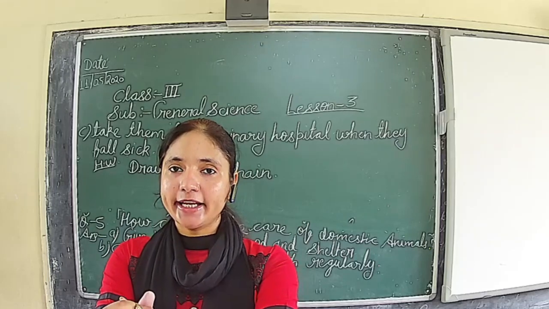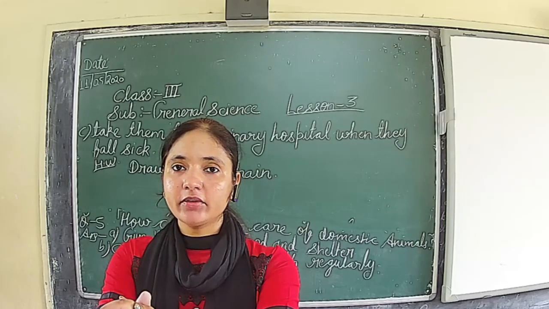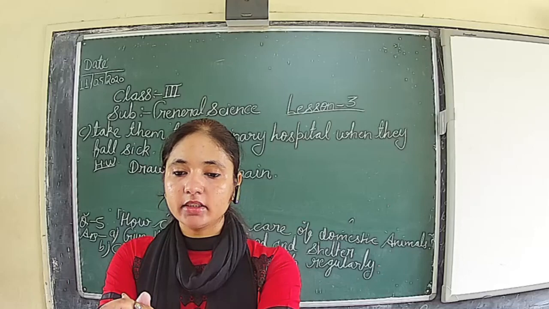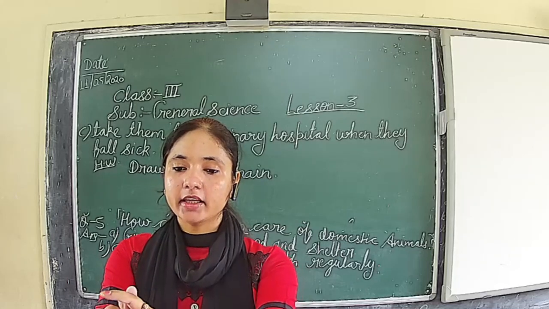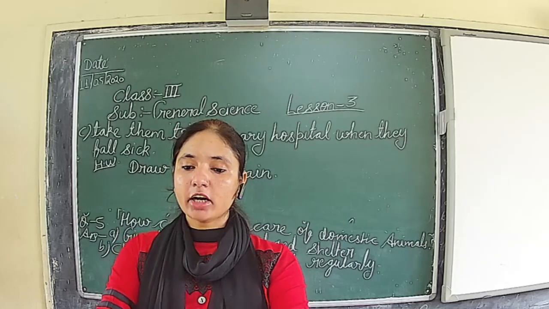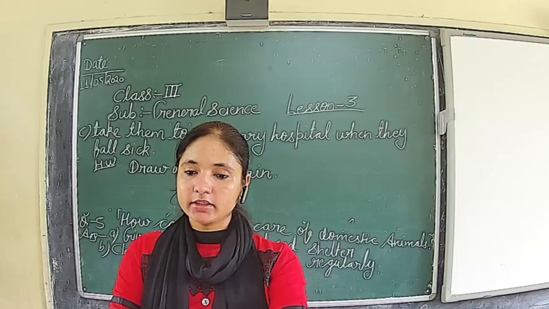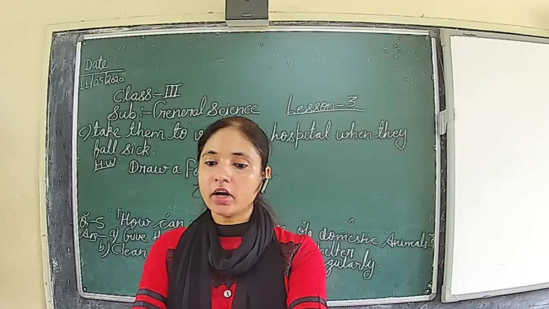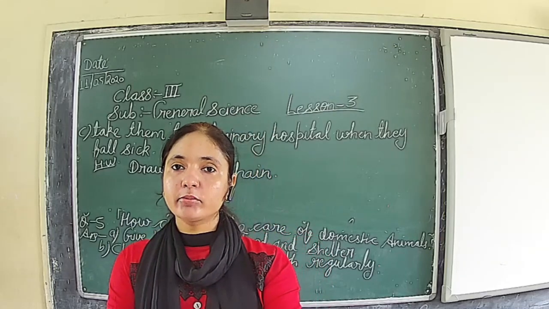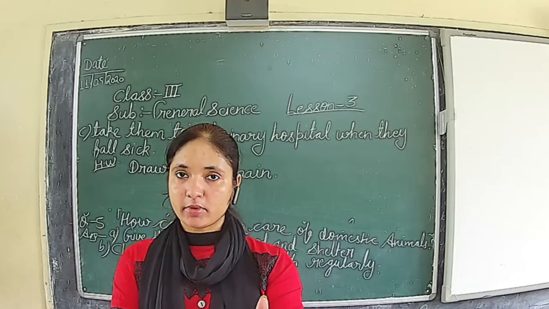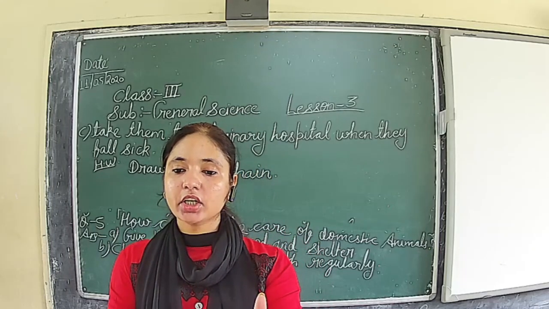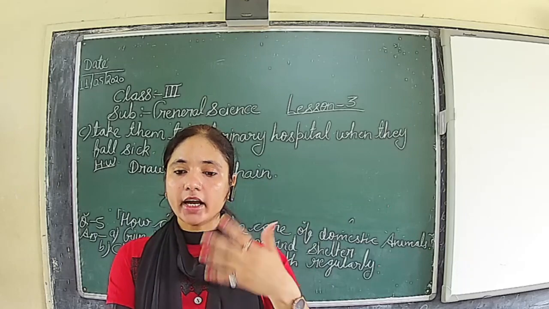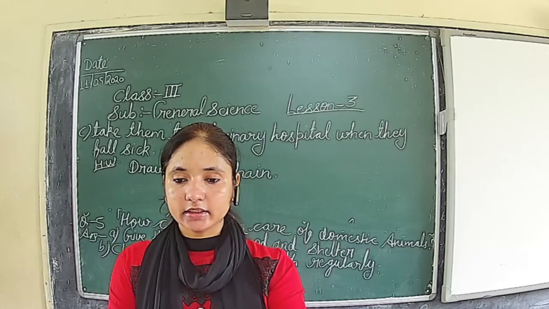Prey is an animal that is hunted and killed for food by another animal. Then what is cud? Food brought back from the stomach by animals such as cows to chew again. So cud is the food brought back from the stomach by animals such as cows to chew it again.